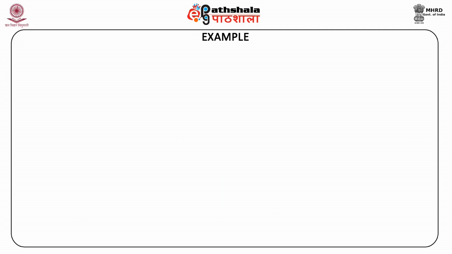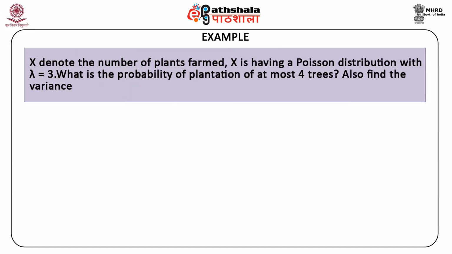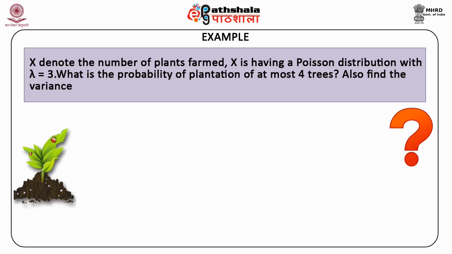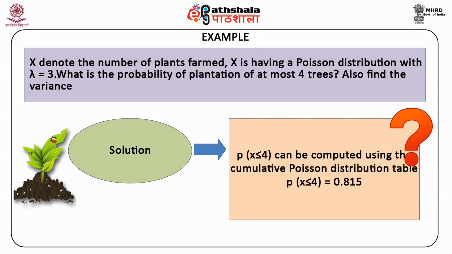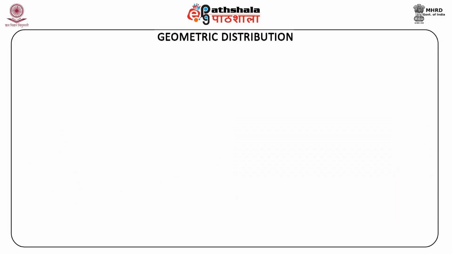Understanding with the help of an example. Let x denote the number of plants farmed in a particular area. X is having a Poisson distribution with lambda equal to 3. What is the probability of plantation of at most 4 trees? Also find the variance. This is the case of Poisson distribution. Here, probability of x less than or equal to 4 can be computed using the cumulative Poisson distribution table, which gives P(x less than or equal to 4) is equal to 0.815. We shall now understand geometric distribution.